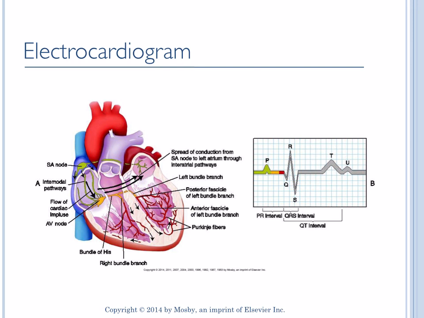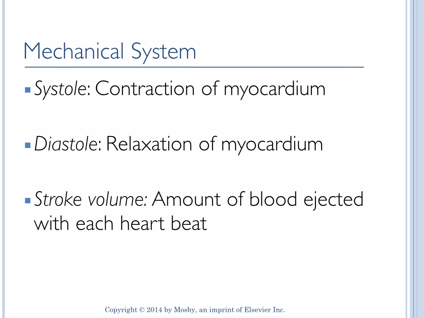Let's go to the next slide. We have discussed systole, diastole, and stroke volume many times. Systole is contraction of the myocardium. Diastole is relaxation of the myocardium, and stroke volume is the amount of blood ejected with each heartbeat.